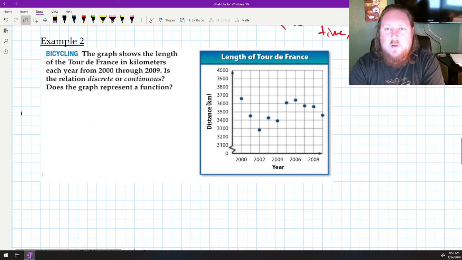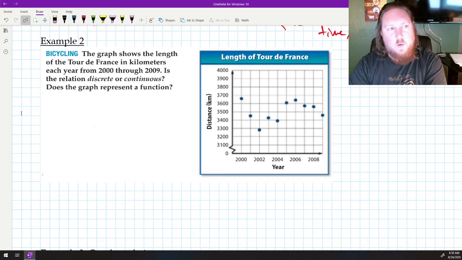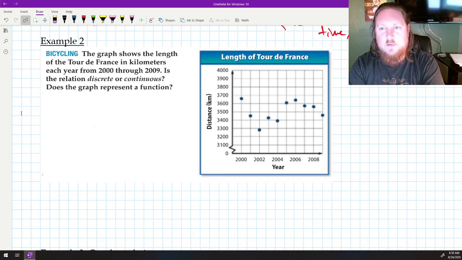Example 2. The graph shows the length of the Tour de France, or as my uncle says, the Tour de France, in kilometers each year from 2000 to 2009. Is the relation discrete or continuous? Does the graph represent a function?